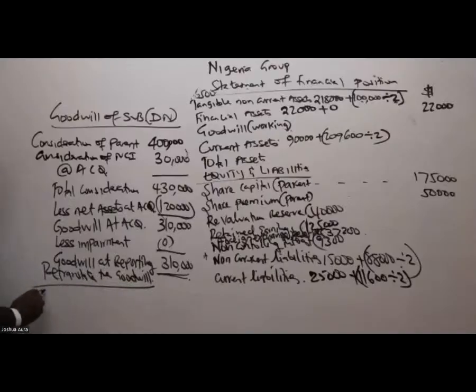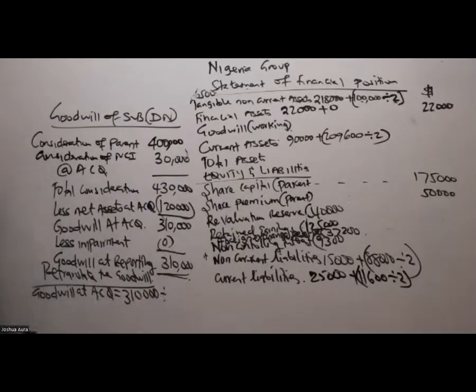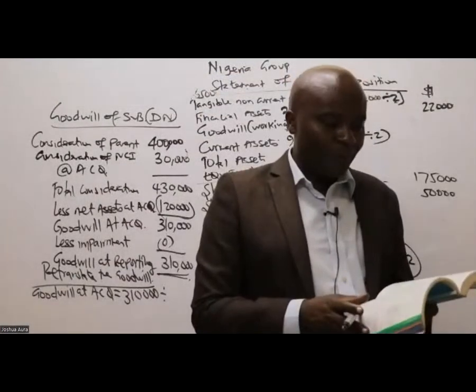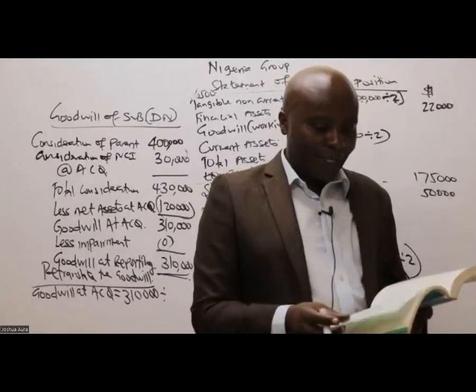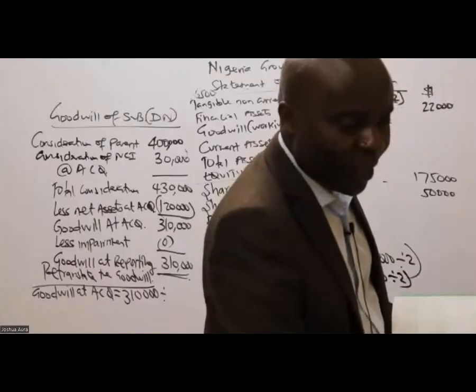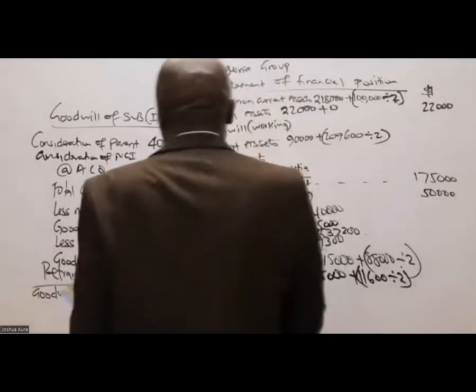So how do we do this? You start with goodwill at acquisition, which was 310,000. At acquisition, I should translate this at what rate? If you remember, I should divide this by the acquisition rate. When you were acquiring this subsidiary, the rate was 4. So divide this by 4.